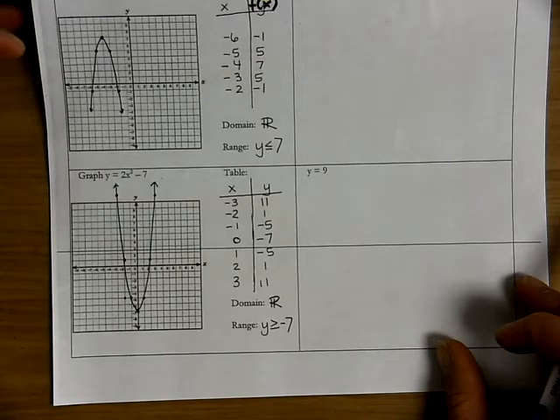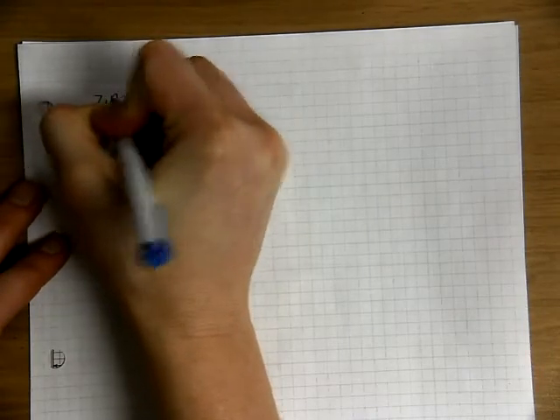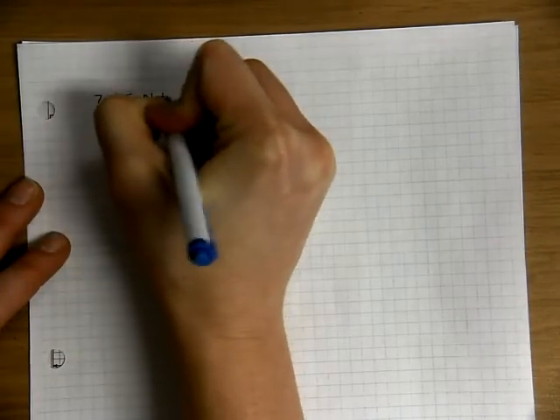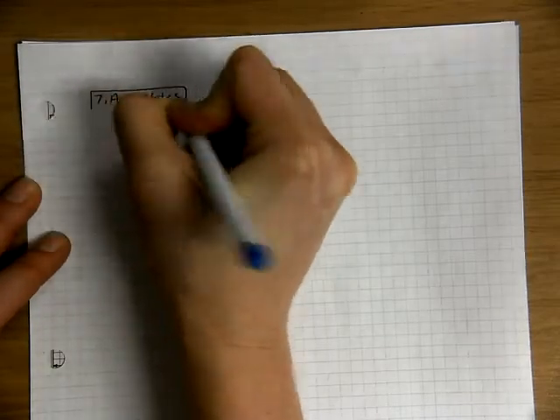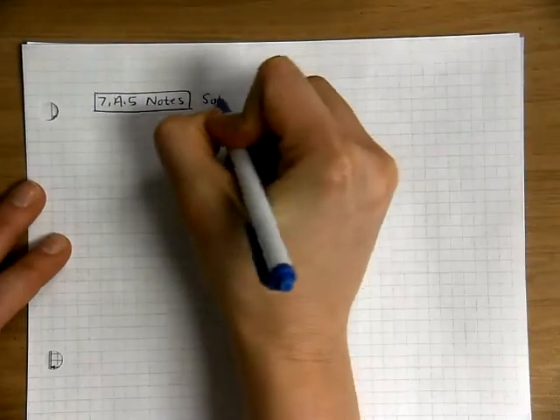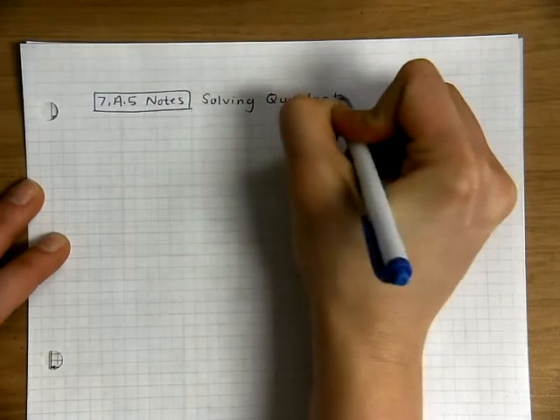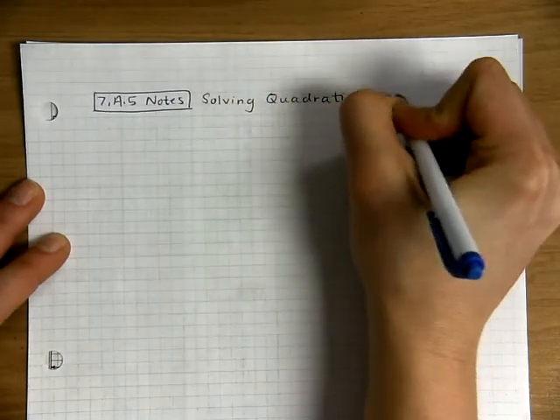What I'd like you guys to do right now is take out a sheet of lined paper. We're going to take our notes and our warm-up on a lined sheet of paper today. Don't put your homework away because we're going to come back to this before the end of class. So taking out a sheet of lined paper, please title your notes 7A5 notes. The title of today's notes is Solving Quadratic Equations.